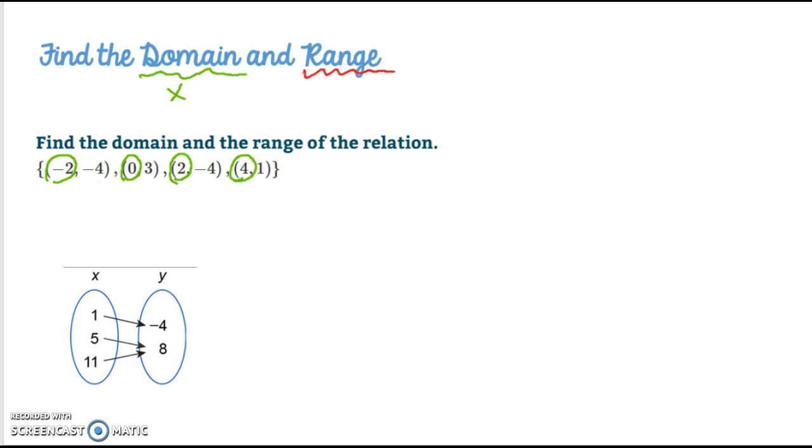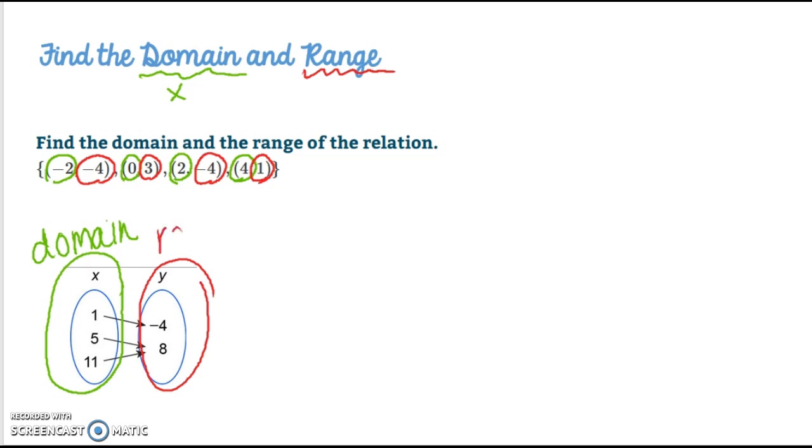In 4, 1, that domain is 4. So that means now I can go ahead and circle my range values. So those are all my y values. So -4, 3, -4, and 1. So that's from ordered pairs. Well, when I look at an arrow diagram, one of your circles will be your x values, the other one will be y's. Those x values, all those x values are your domain, and all these y values are your range. So we're looking at this input and output.